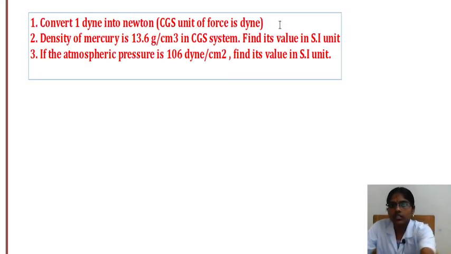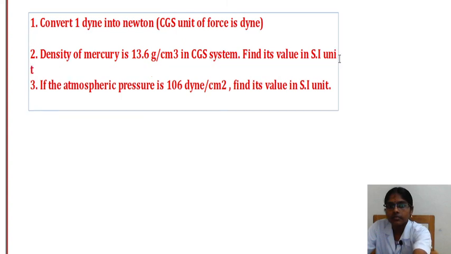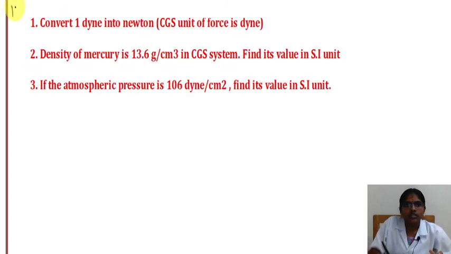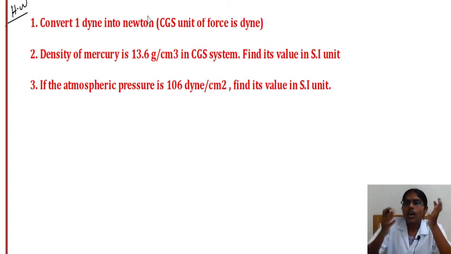Now I'm going to give you a few homework problems. Just work out the problems. So here are the homework sums. First, convert one dyne into Newton. Dyne is the CGS unit of force, right? Newton is the SI unit of force. So force is converted from CGS unit to SI unit.